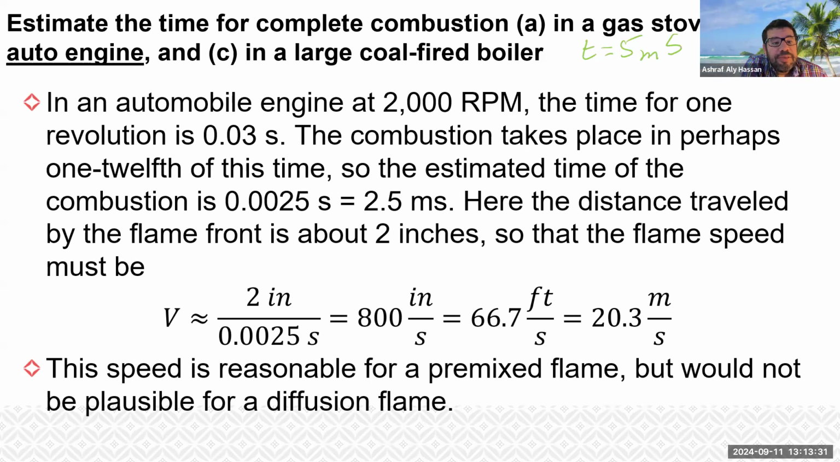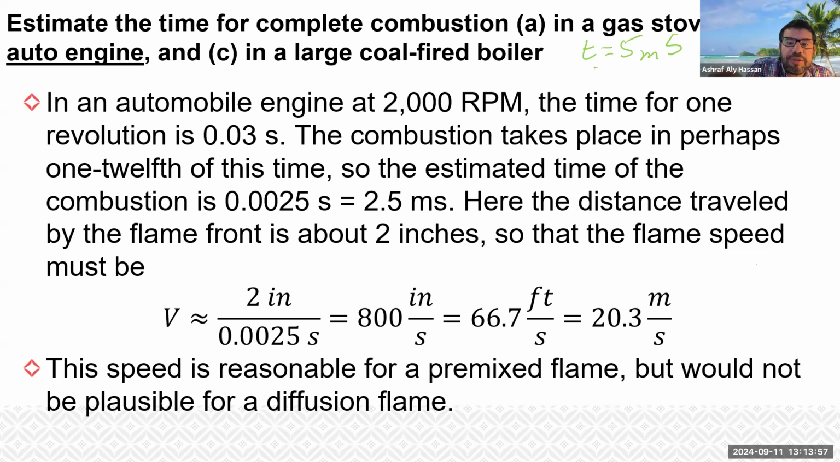Next is the auto engine. In the automobile engine at 2000 RPM, the time for one revolution is about 0.03 seconds. The combustion takes place in perhaps 1/12 of this time. So the estimated time for combustion would be 0.0025 seconds, which is 2.5 milliseconds. Here, the distance traveled by the flame is about 2 inches.